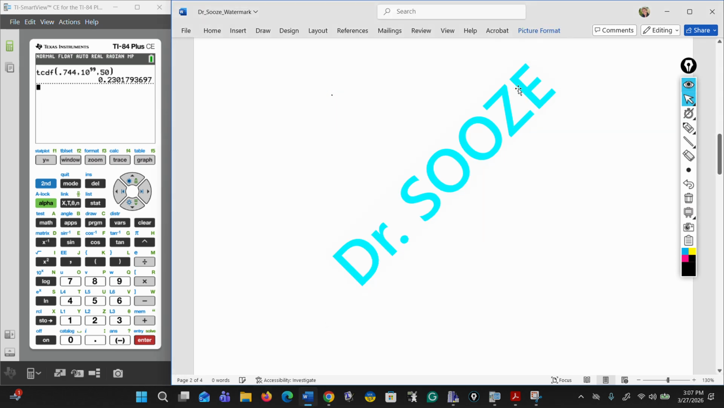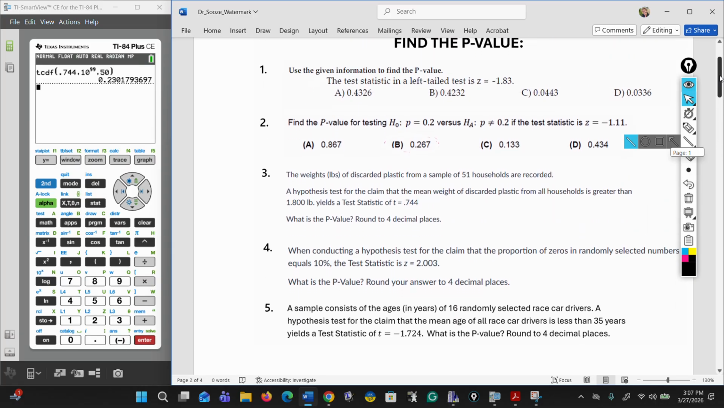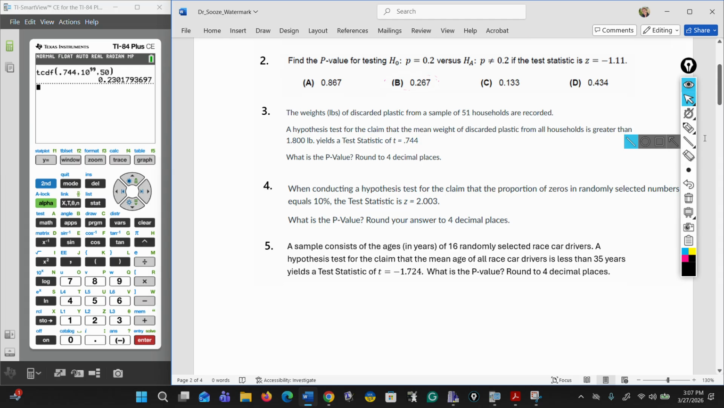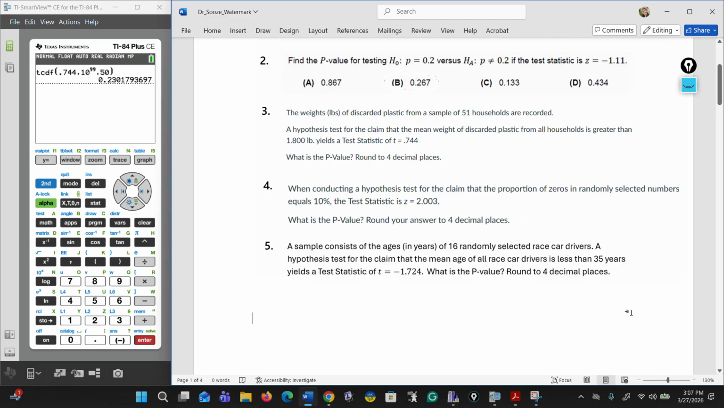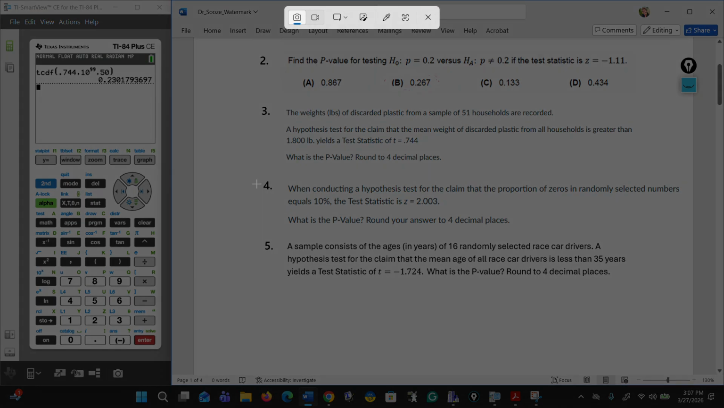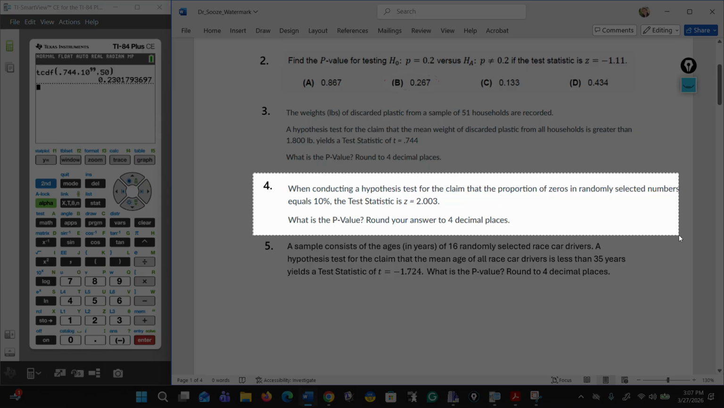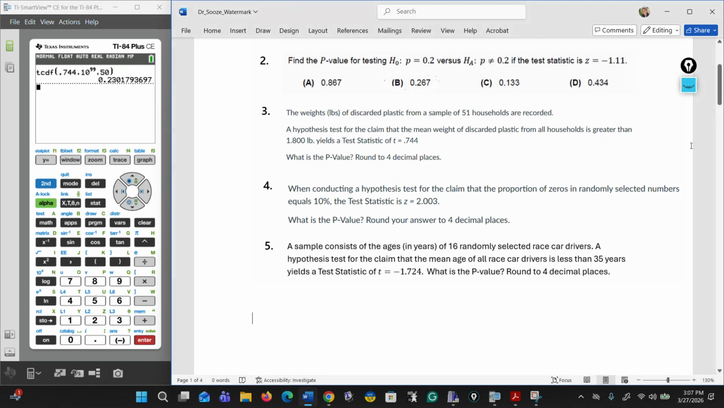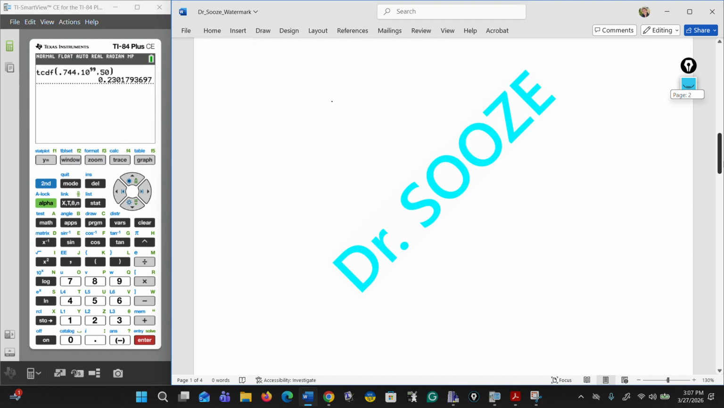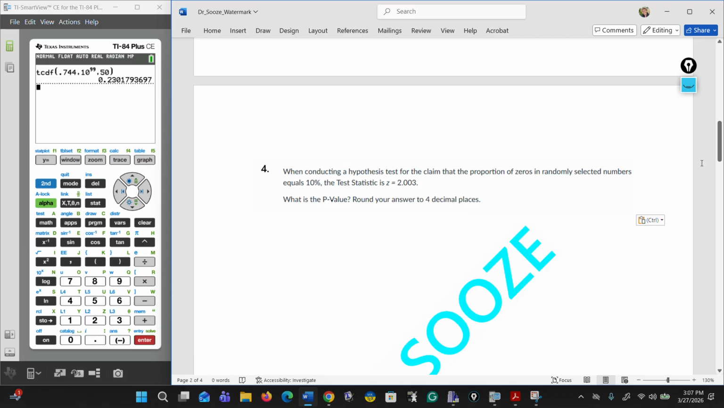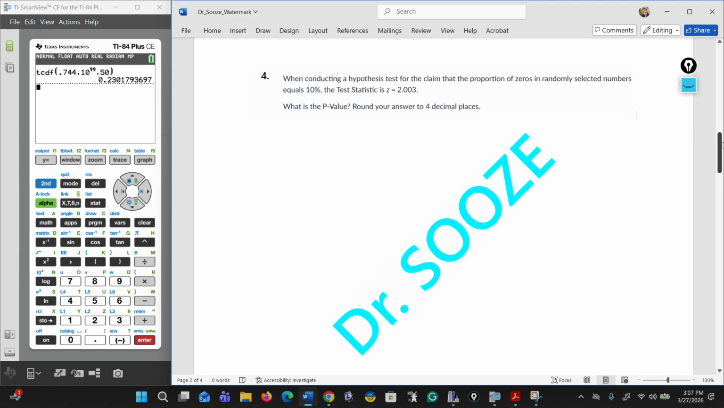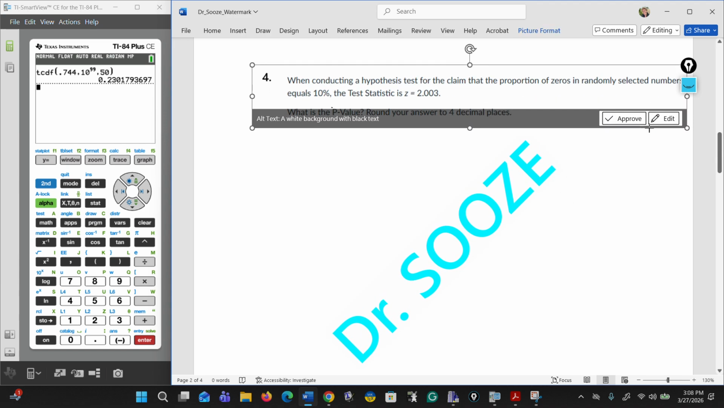So I can get rid of this, and let's go back up here. We're up to question 4 now. Put that up there. So let me take a screenshot of question 4 and get some more room to work on this down here. Okay, so might want to make that a little bit larger. There we go.